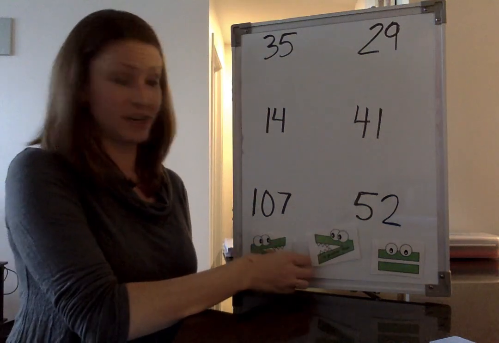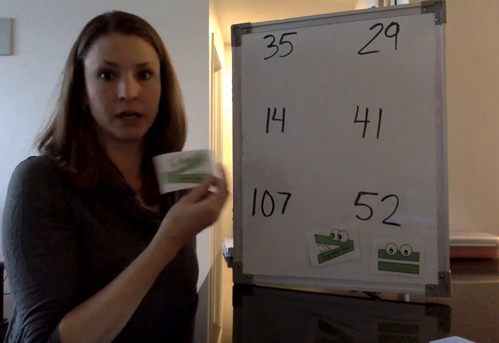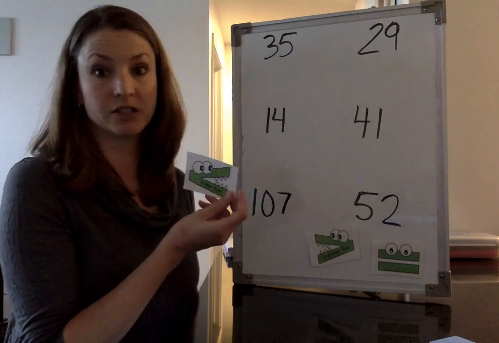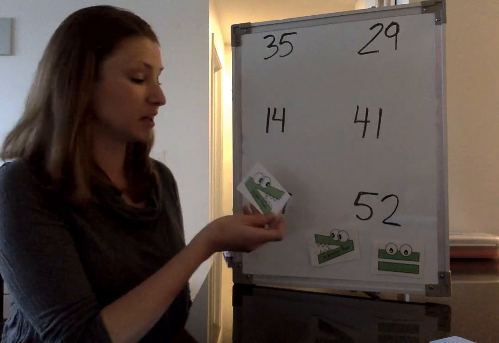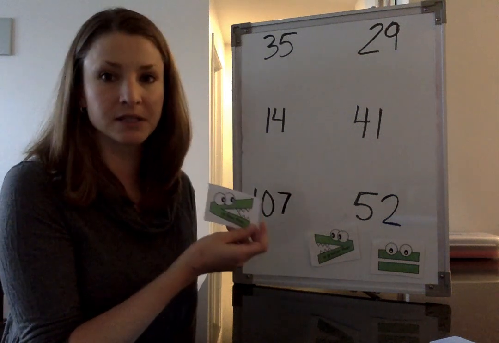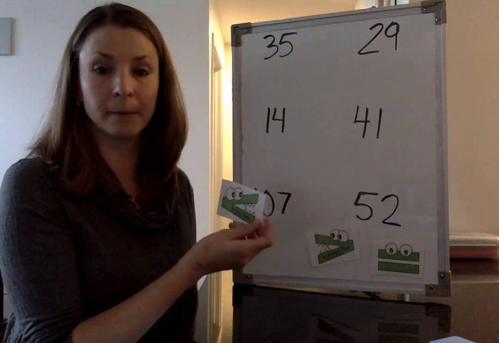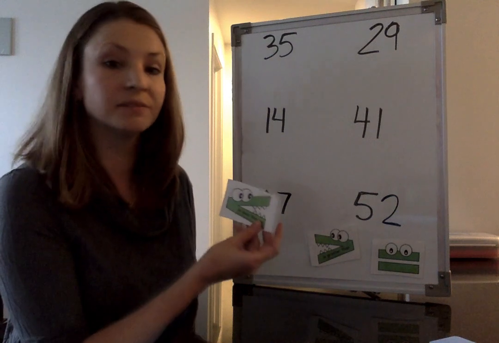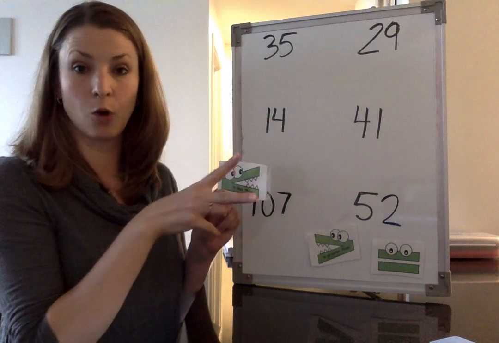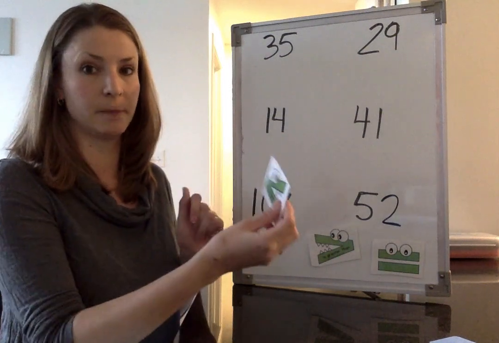We have Allie the alligator here, and we know Allie the alligator is always hungry. I just got done eating my lunch, and Allie just kept staring at my food, because Allie the alligator always wants to eat the greater number. So that's why the mouth is going to be open towards the greater number.